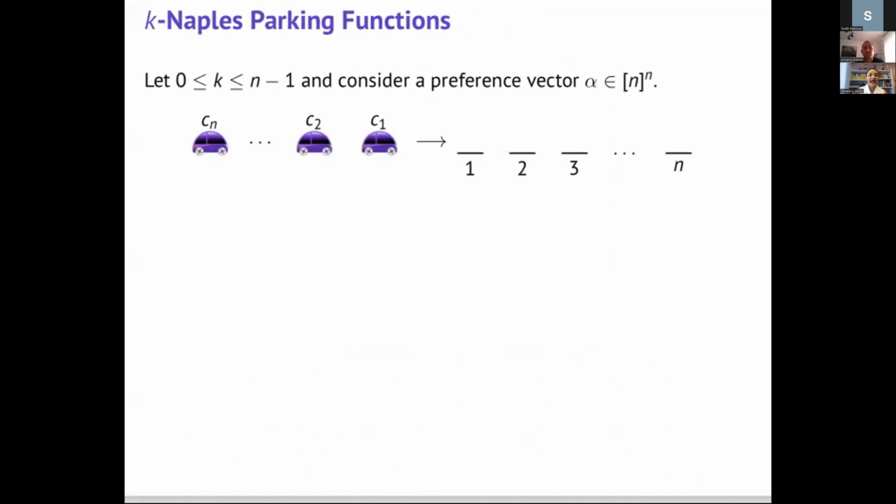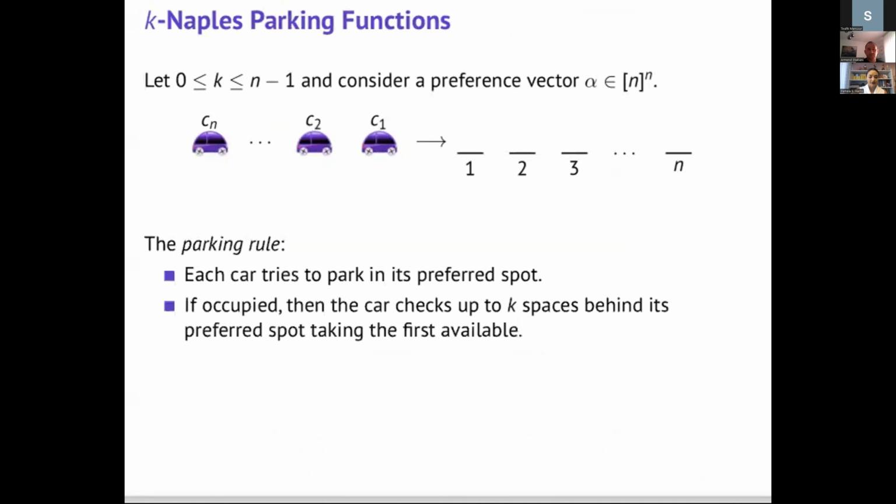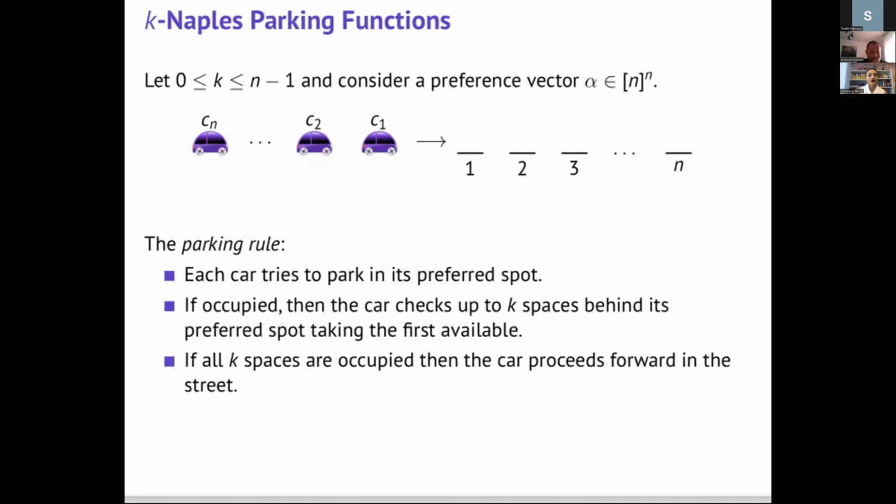They introduced a new parameter k, which allowed the cars to check up to k spots behind their preference when finding it occupied. So again, the parking rule in this setting: each car, as always, tries to park in its preferred spot. If it happens to be occupied, it will check up to k spots behind its preference and park in the very first available one. You just check one at a time. You don't zoom all the way back and then go forward. Now, if all k spaces are occupied or you run to the front of the street, then and only then do you consider going forward in the street, parking in the very first available spot. And if all cars can park, that's when we call this a k-Naples parking function.